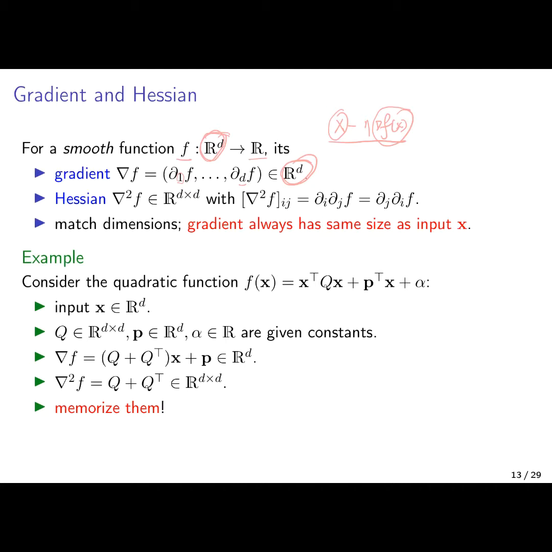Okay, and the Hessian is defined similarly, except that it's a matrix. It's a symmetric matrix. So the ij-th entry of the Hessian is the partial derivative with respect to i and with respect to j, and if f is twice differentiable, then we know from calculus that the ordering here doesn't really matter. Okay, and this basically implies the Hessian is symmetric.